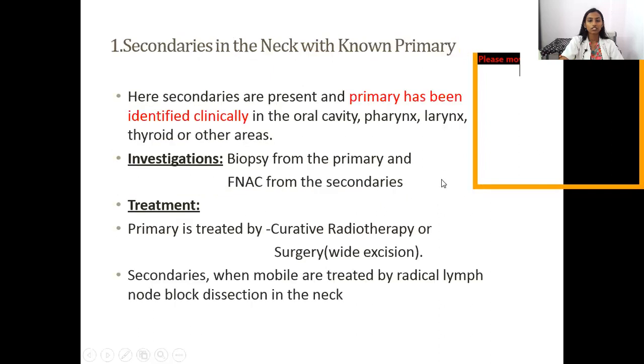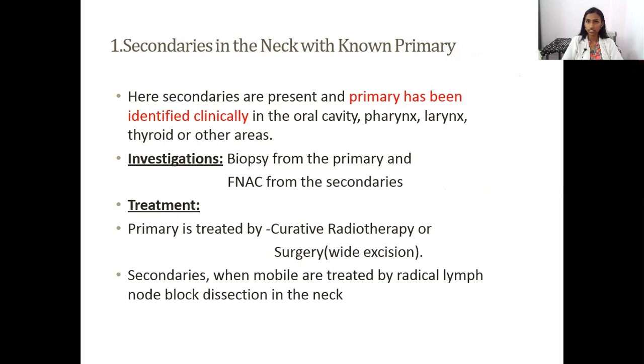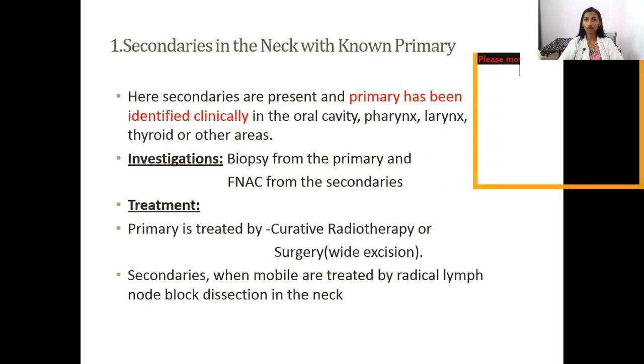So moving on to the next slide. Secondaries in the neck with known primary. So here, secondaries are present and primary has been identified clinically, like in the oral cavity or in the pharynx, larynx, thyroid, or other areas. So here the investigation of choice would be the biopsy from the primary and FNAC from the secondary. So these would be the preferred investigations.